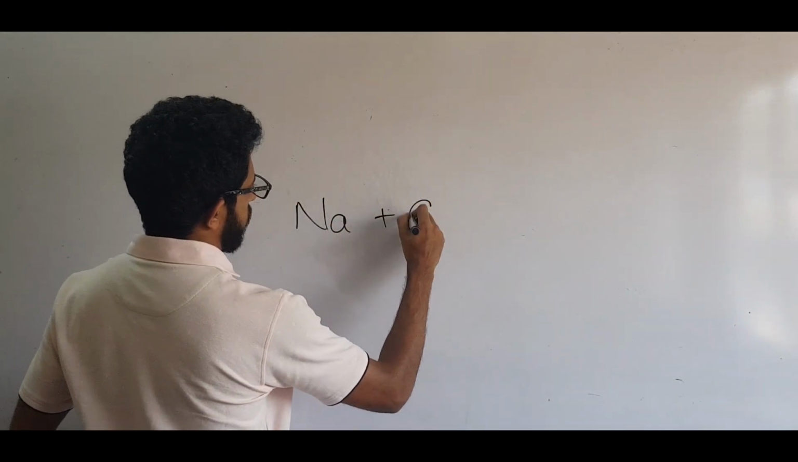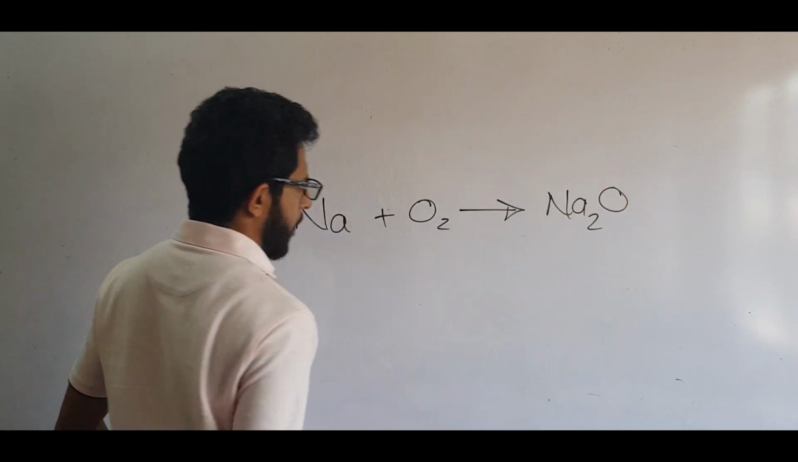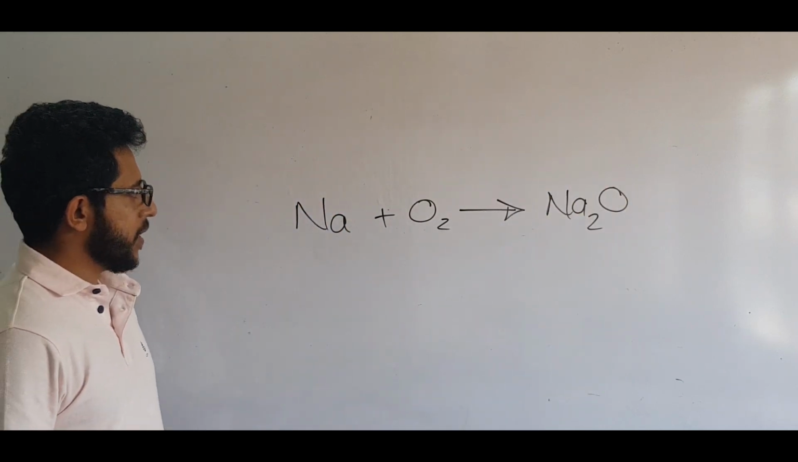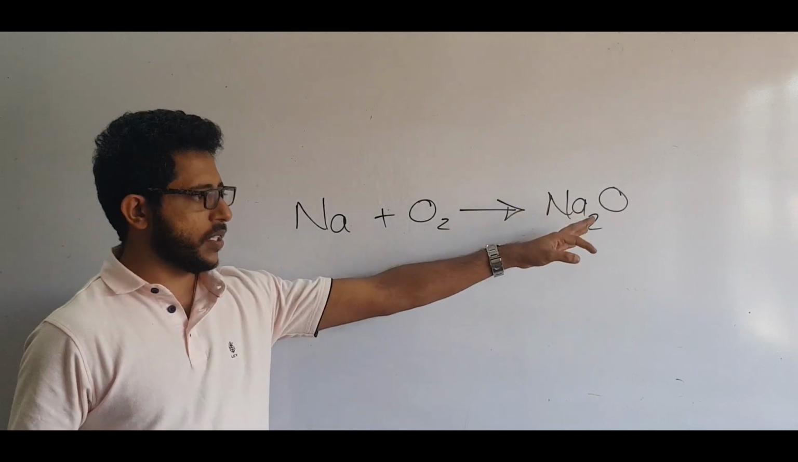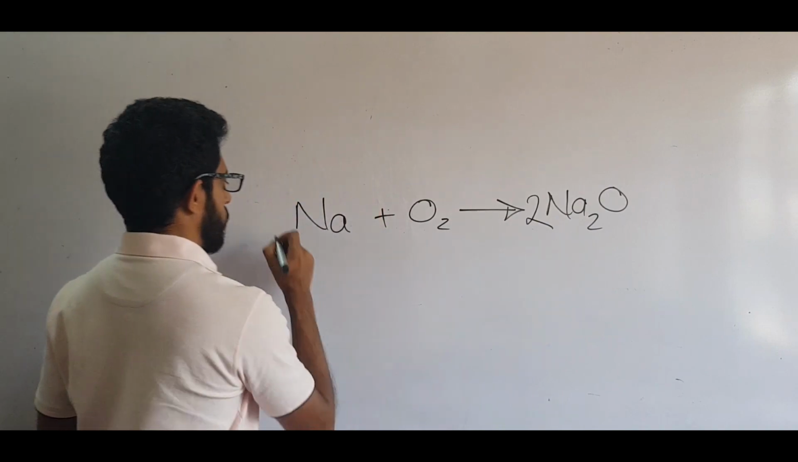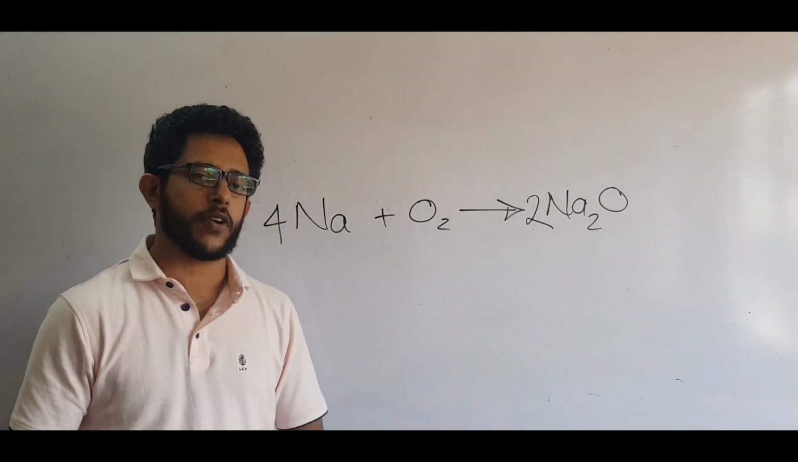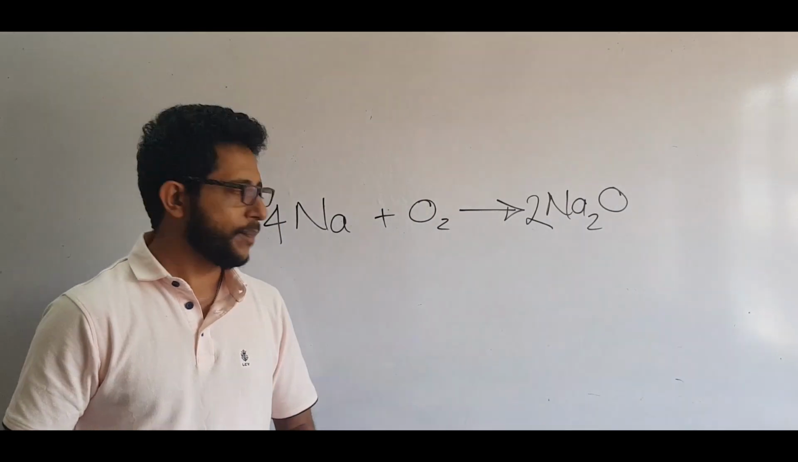When sodium reacts with oxygen, you get sodium oxide, Na2O. So you can see there are two oxygen on the left hand side, one oxygen on the right hand side. So if I make 2 here, 2 into 2, 4, you can put 4. The reaction is balanced. It's a very simple one that normally comes for grade 9 and 10 as well.